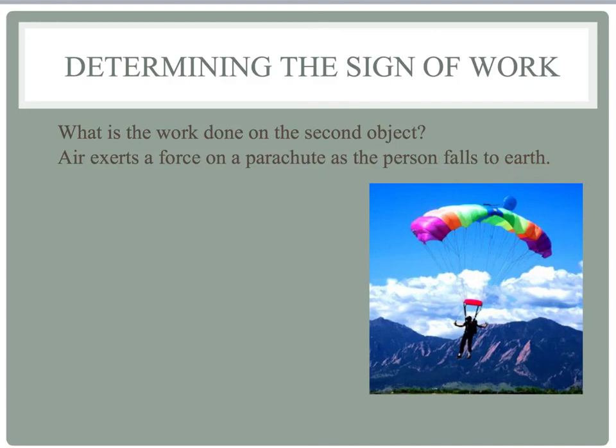Hopefully you hit pause and were able to think that out. Let's look at what it says here. Air exerts a force on the parachute. Well, the parachutist is moving downwards. We know he's falling, so that's our displacement. And air exerting force on a parachute is air resistance, and that is pushing up on the parachute. So our force ends up being up. Force and displacement here are opposite, not the same way, which means that we get negative work.